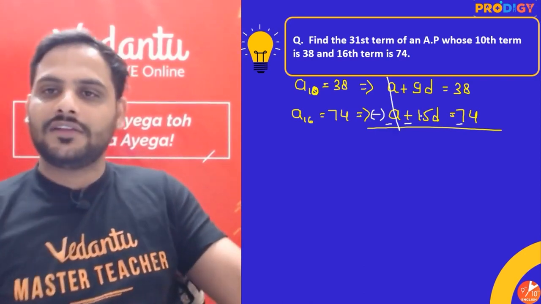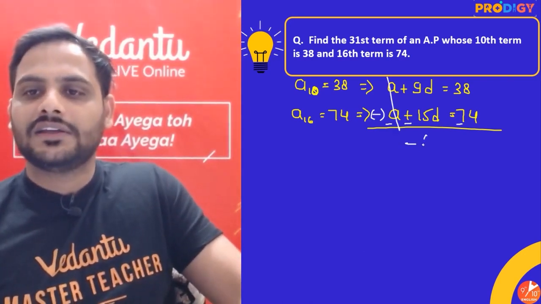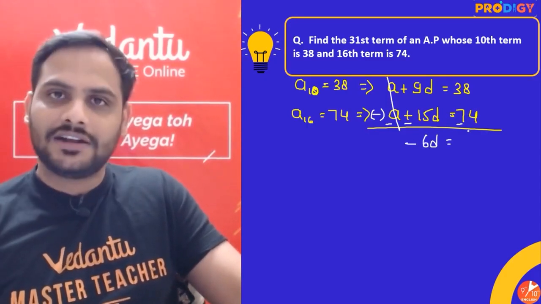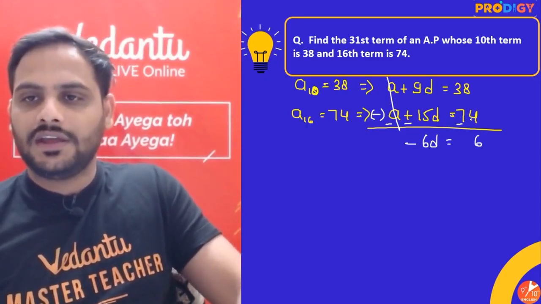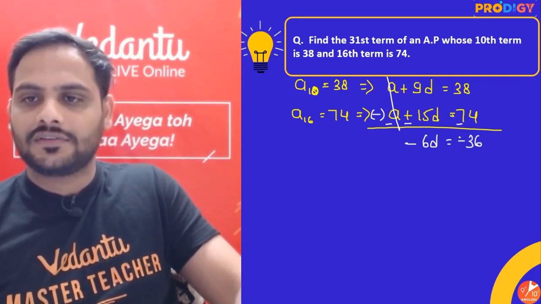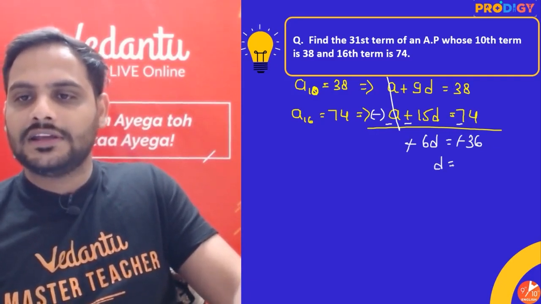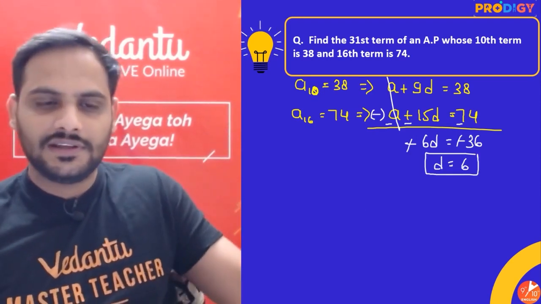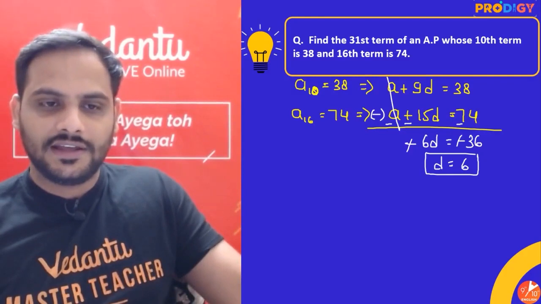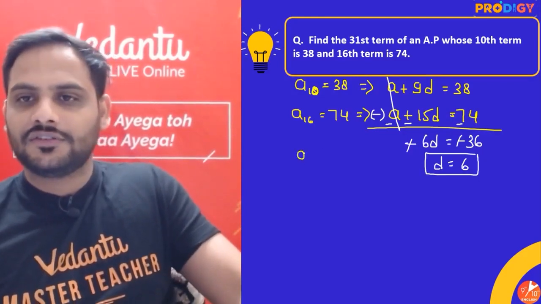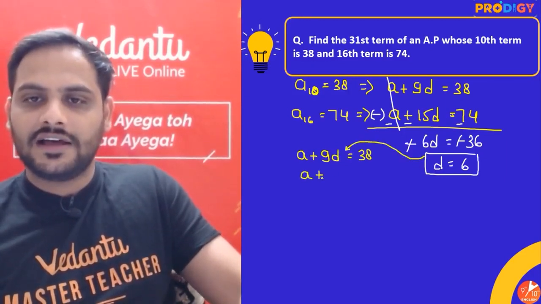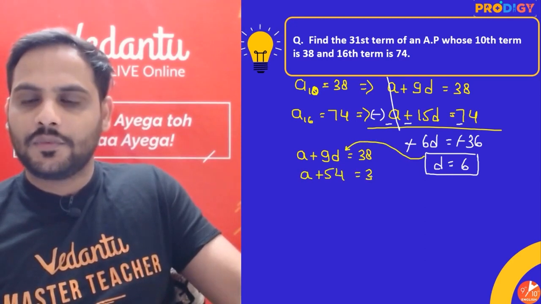A minus A got cancelled. 9d minus 15d is minus 6d, and 38 minus 74 is minus 36. So it will be minus 6d equal to minus 36. Negative negative got cancelled. d is equal to 6. Put d is equal to 6 in any of the equations. Suppose the first one. If we put it in the first one, a plus 9d is equal to 38. So a plus 9 times 6, 54, is equal to 38.